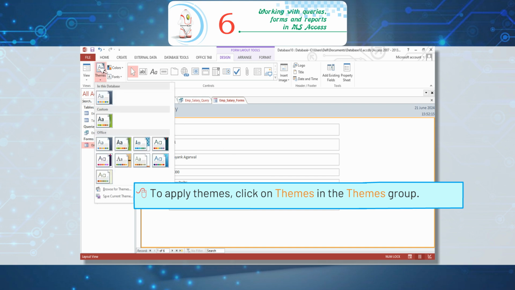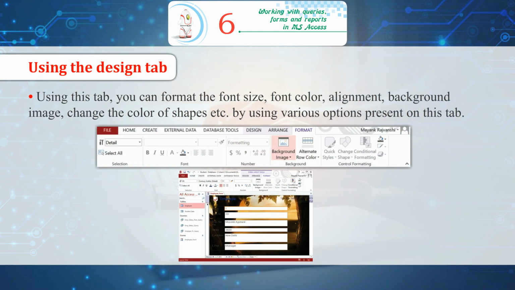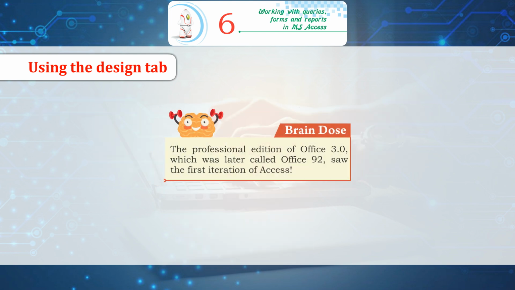To apply themes, click on Themes in the Themes group. Using the Format tab, you can format the font size, font color, alignment, background image, change the color of shapes, etc., by using various options present on this tab.